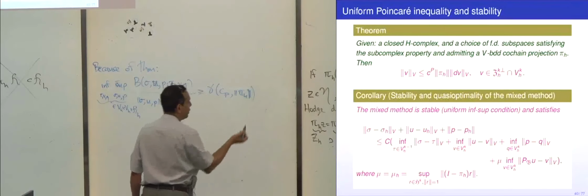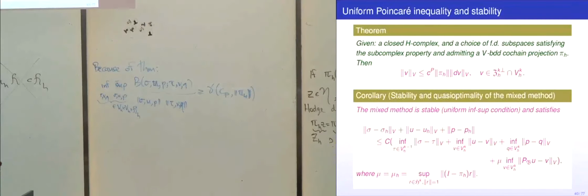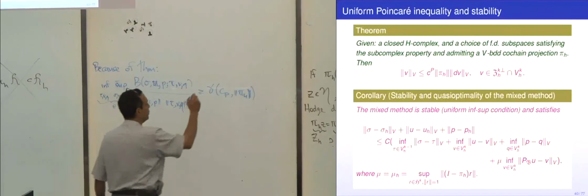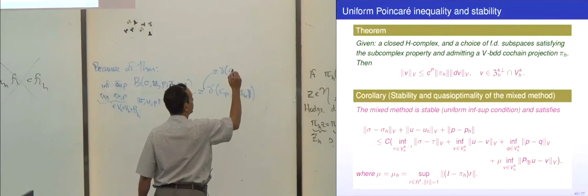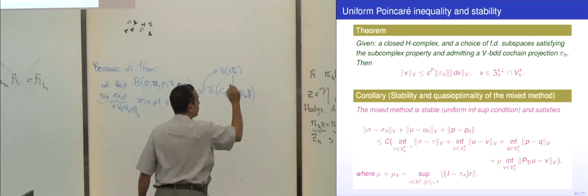That's just applying the continuous theory now that we know what the Poincaré constant is. Because the continuous theory said this is greater than or equal to gamma that depends only on C_p, and C_p depends only on those two guys.